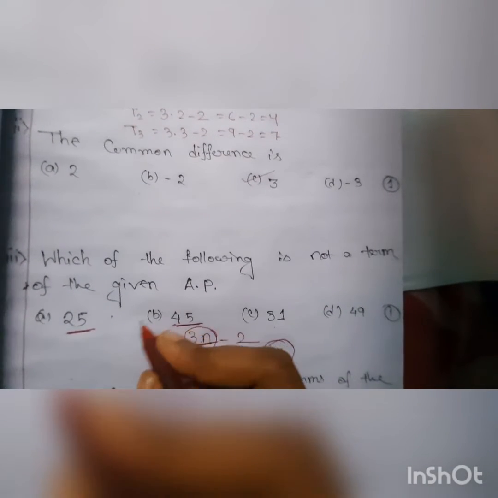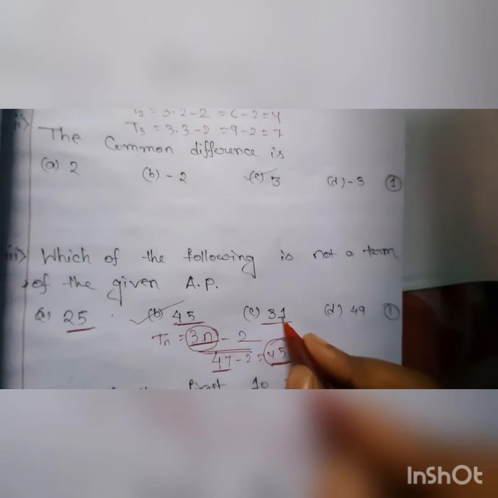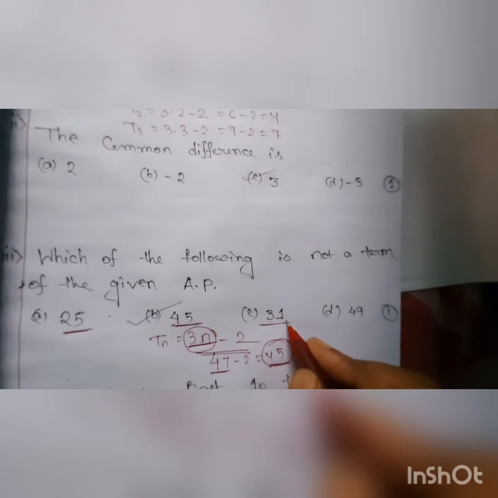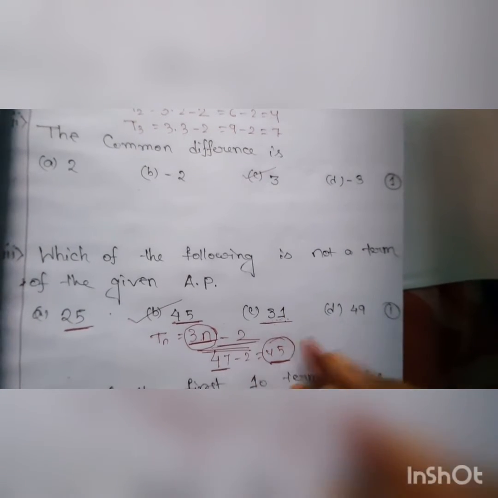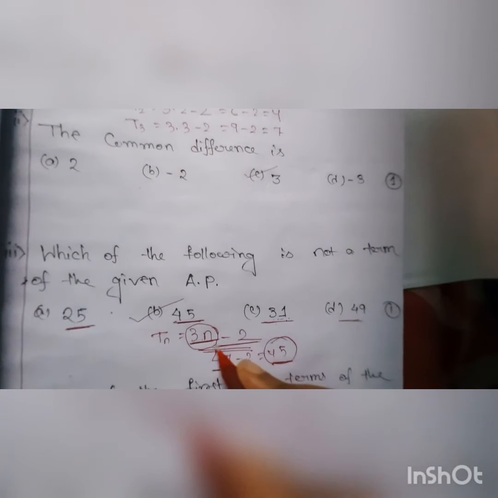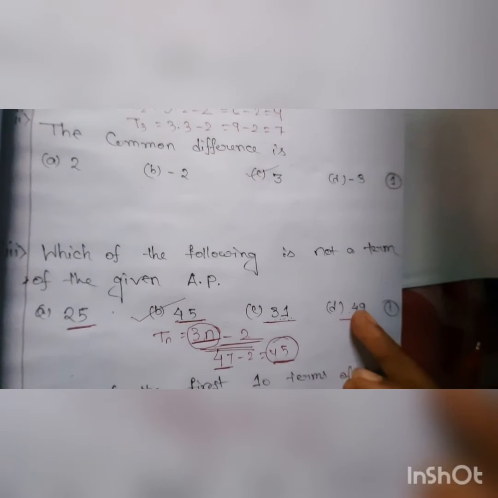Okay, so this is your answer. Again you can check option C: since 33 is present in the table of 3, and 33 minus 2 is 31, this is in this AP. It satisfies this relation. And again 51 is divisible by 3, and 51 minus 2 is 49, so this also satisfies this rule, and this is also an element of this AP. So only 45 is not an element of this AP.